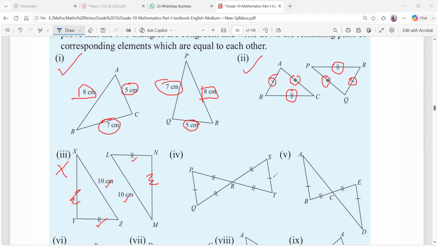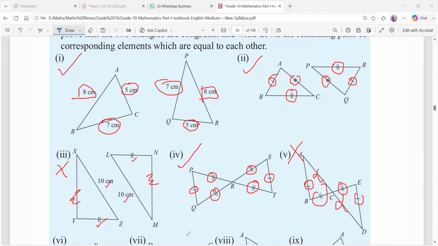Okay. Here 1 equal to 1, 2 equal to 2, another 2 is equal to another 2. So it's congruent. Here 1 equal to 1, 2 equal to 2, but here not mentioned. So it's not congruent. Here these are not congruent. Okay. Can you see? Can you get the idea? The three sides should be equal to each other. If they are congruent, the three sides should be equal to each other.